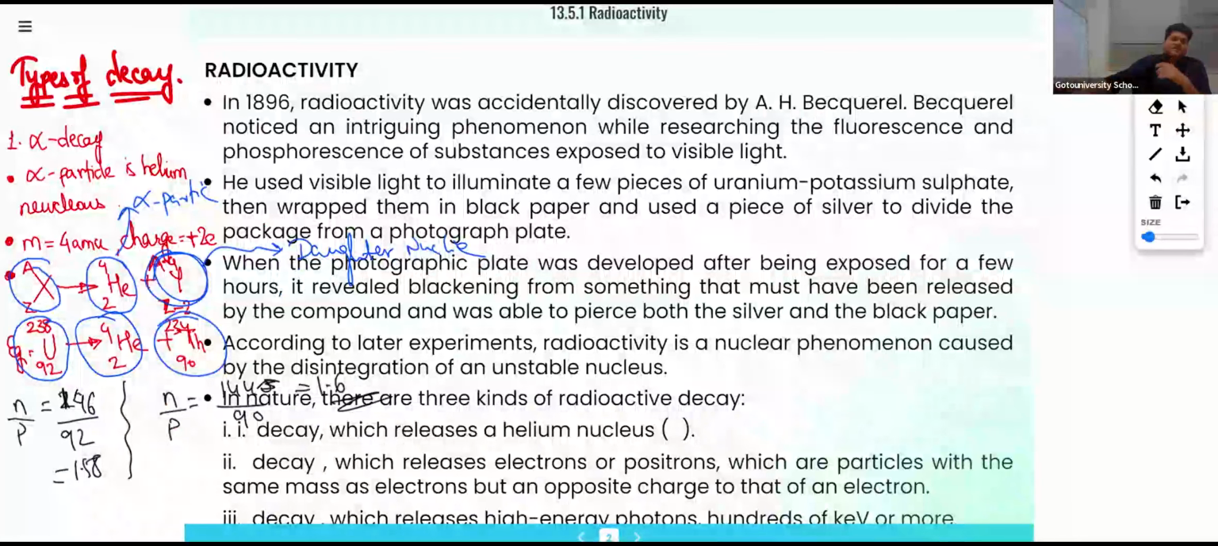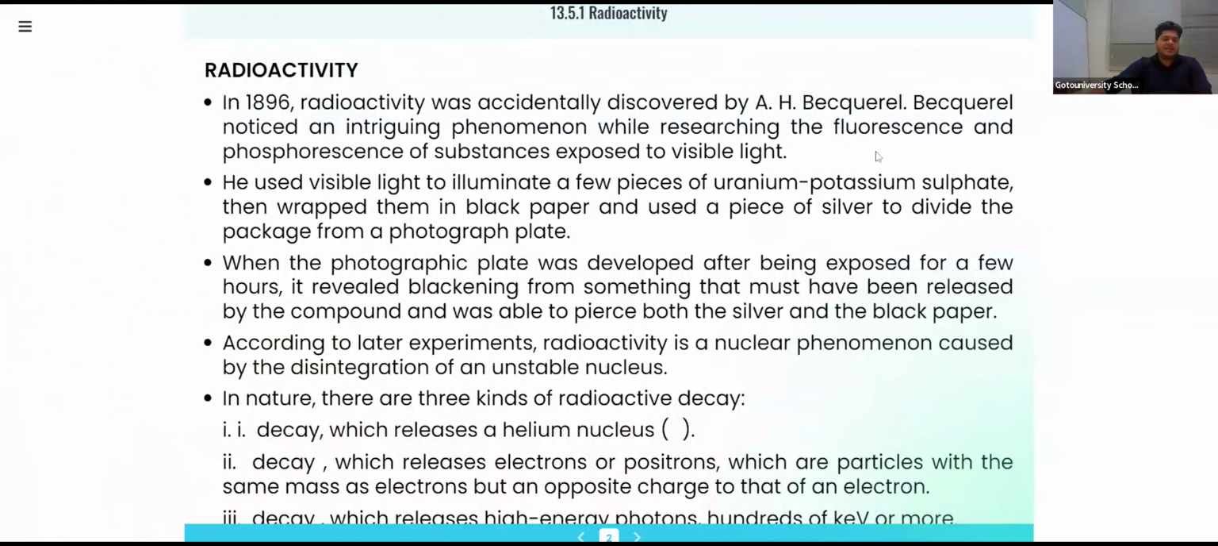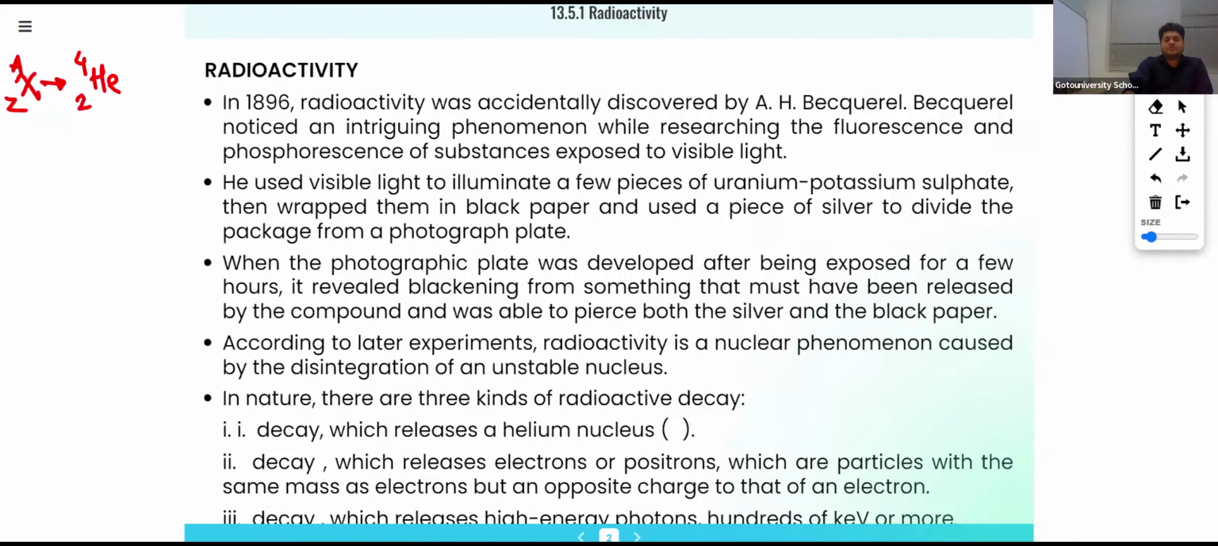Okay. Let's see the next one. Next is beta decay. And how much energy is released? Let's see. Standardly, we have X with mass number A and atomic number Z. From this, what are we removing? Helium, 4 and 2. We will be left with Y, and we will be left with Q.